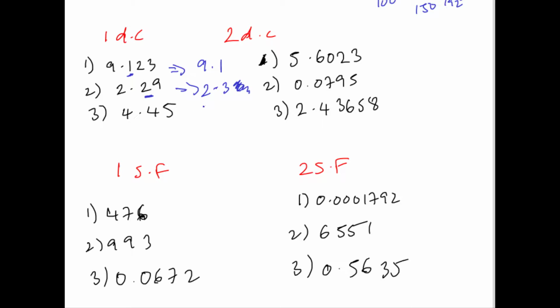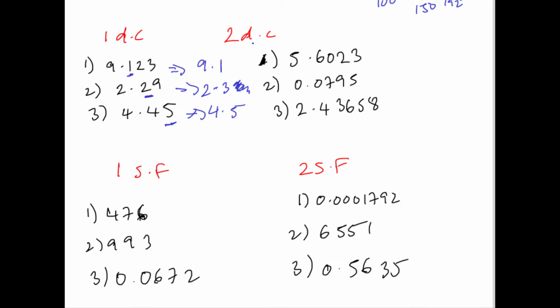And finally this one, 4.45. So let's look at 5 here. So obviously that's a bit higher. We have to round it up, that becomes 4.50, but we leave out the 0, so it's 4.5.